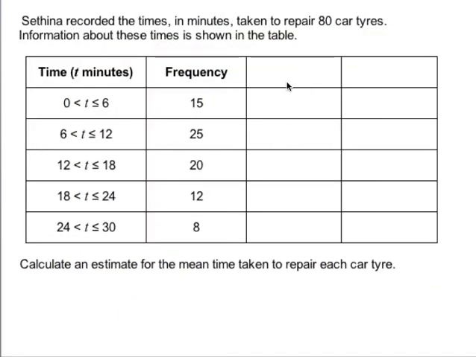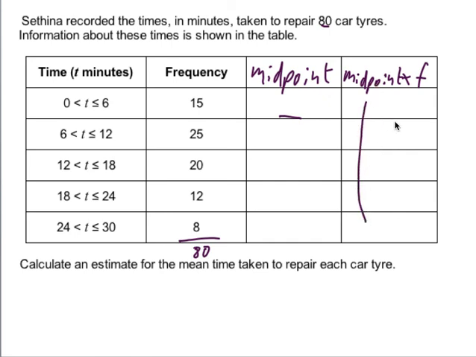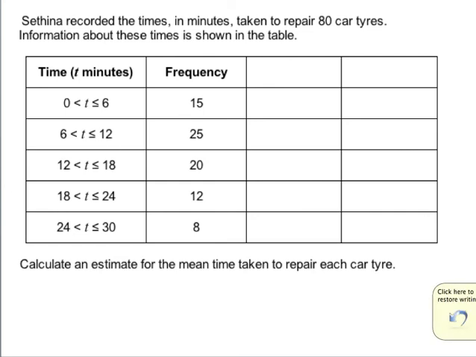I'm going to leave an example on there for you to try. Again, the very simple steps are: I would find my midpoint. I would find the total frequency. In this case, I'm told it's 80. This column here would be my midpoint multiplied by my frequency, so 15 times this midpoint here. I would add up the total of this column, and I would take this number and divide it by my total frequency. So I'm just going to leave that one for you to try.